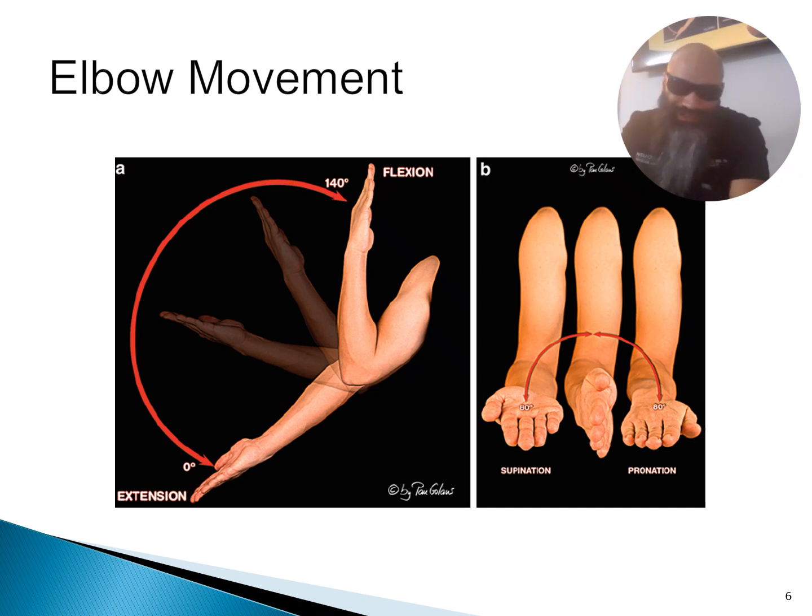All right, so elbow motion here, flexion, and then elbow or forearm, supination and pronation. Okay, so there's that. What if I'm doing this? What's this?